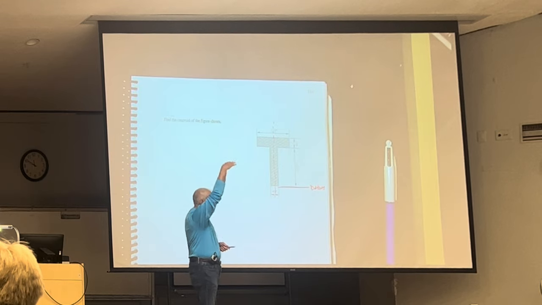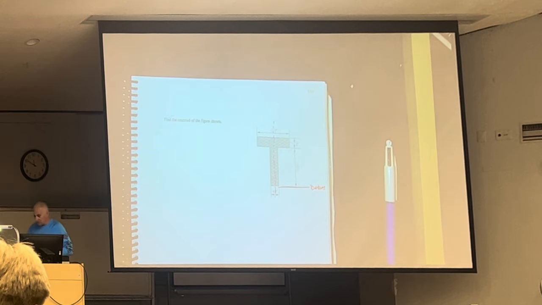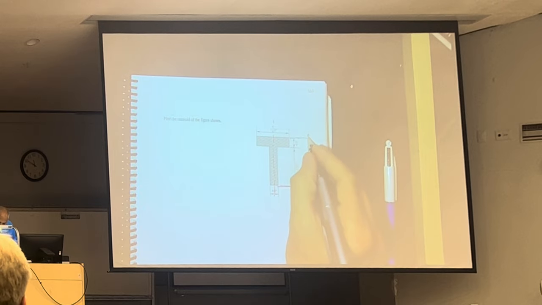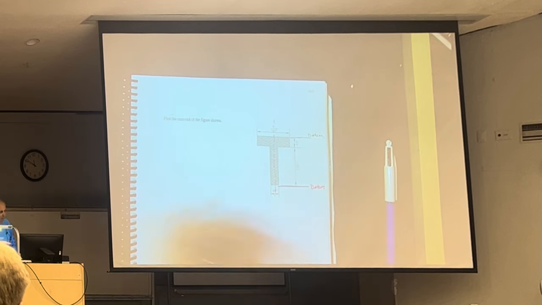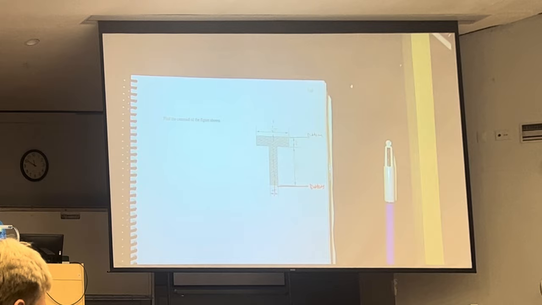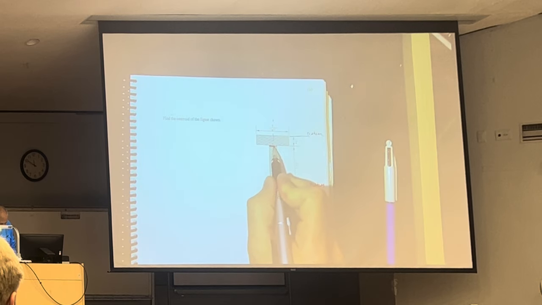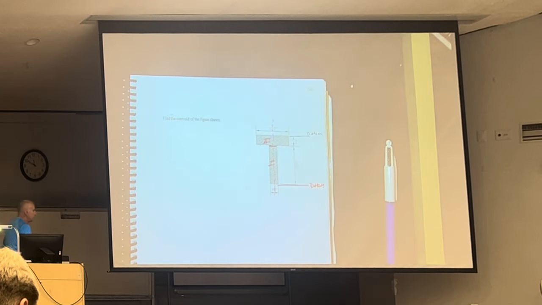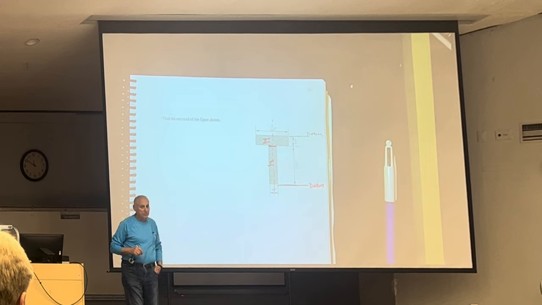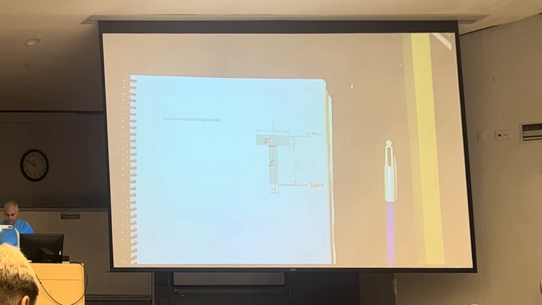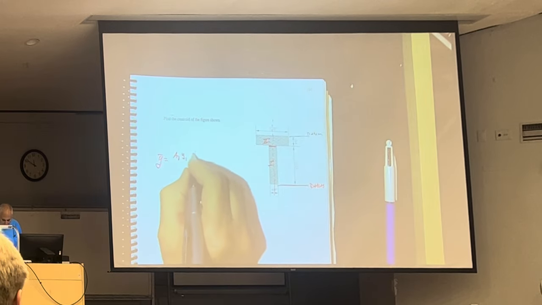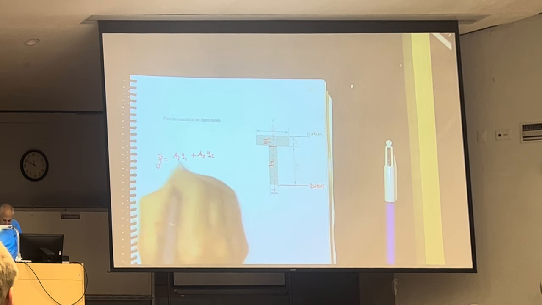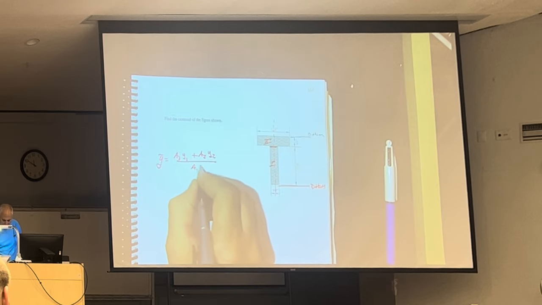Could I put it at the top? Yeah, I could easily put this here. Doesn't matter where I put it. I'm going to break this up into two areas, Area 1 and Area 2. Well, this is easy enough. All I need to say is y bar is equal to Area 1, y1 plus Area 2, y2, divided by Area 1 plus Area 2, which is area total.